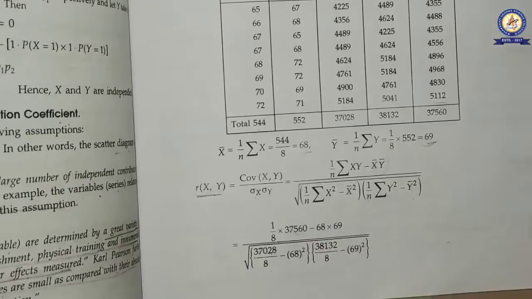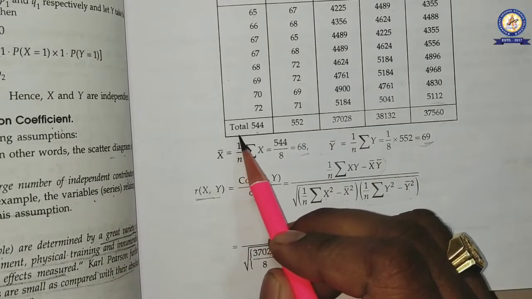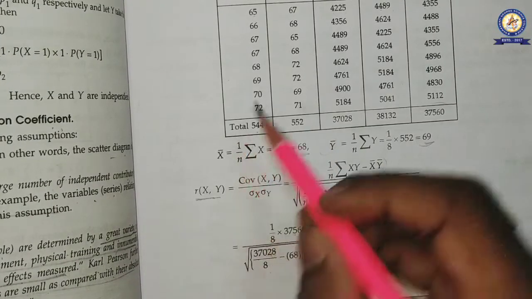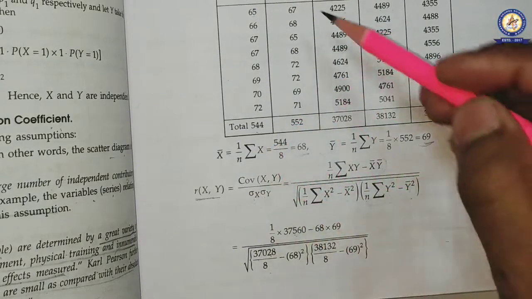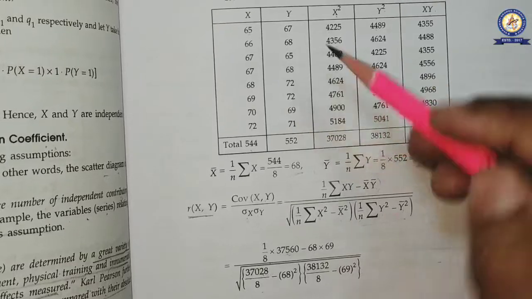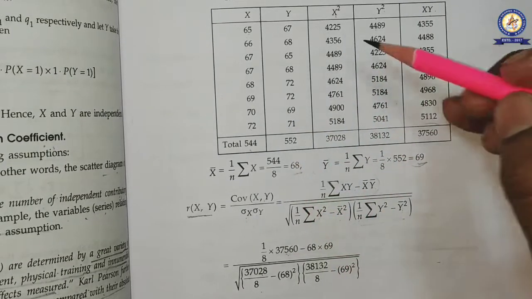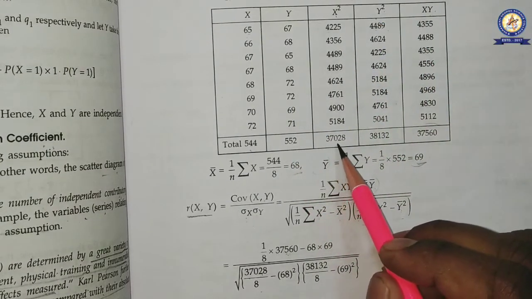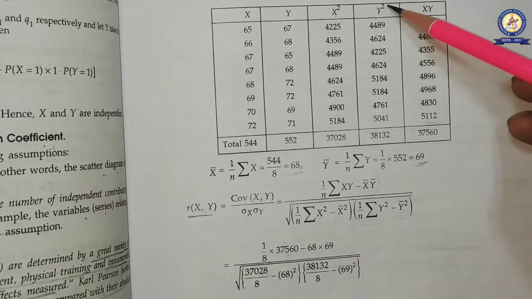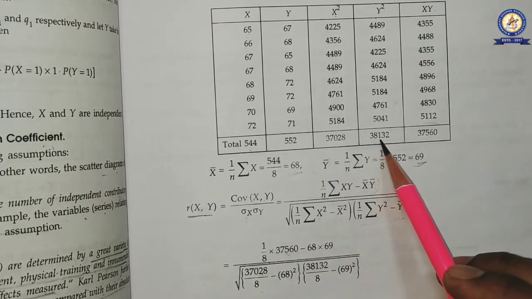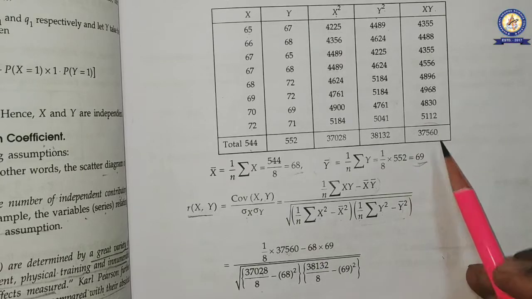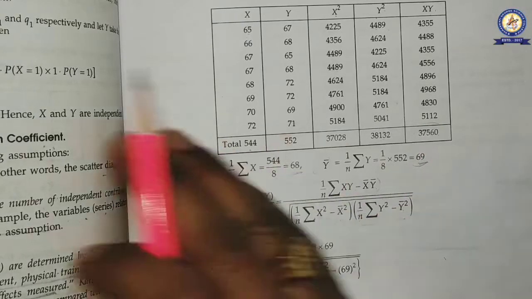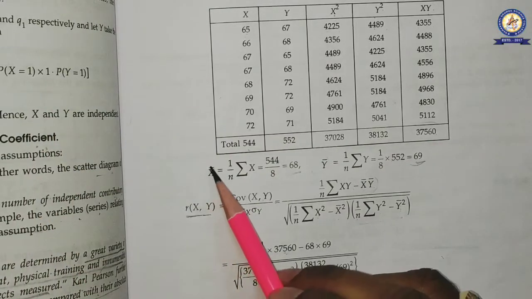Okay, now we are going to calculate the total of x. Total of x is your 544 and total y is your 552, x square is your 37028, y square 38132, xy 37560.